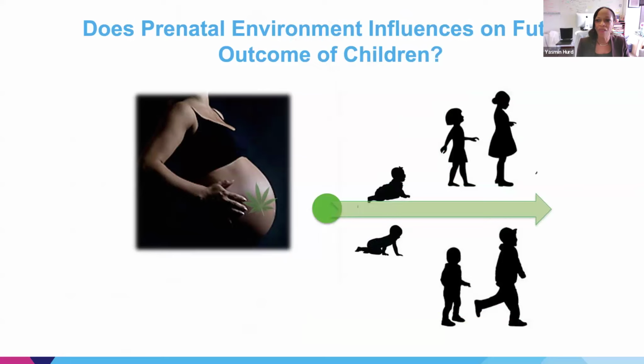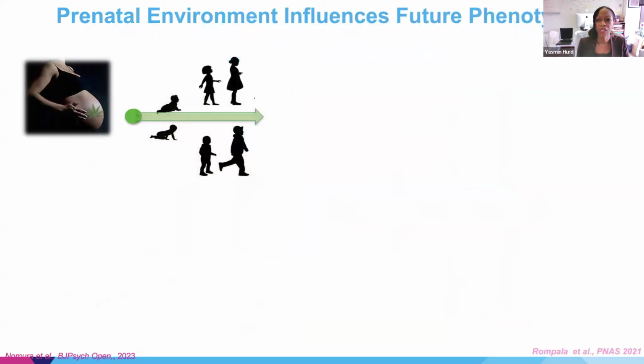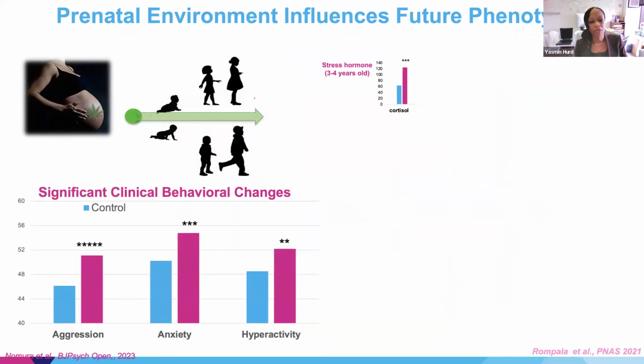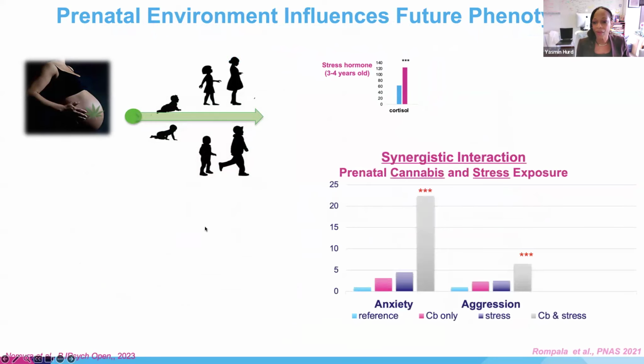But like I said, does it really have an impact on the future outcome of their children? So in looking at the kids, we could see a number of things. For example, when studied during infancy, their stress hormone levels are much higher than individuals that were not exposed to cannabis. When they come in each year for clinical behavioral assessments, we could see, for example, that anxiety and hyperactivity were significantly higher.